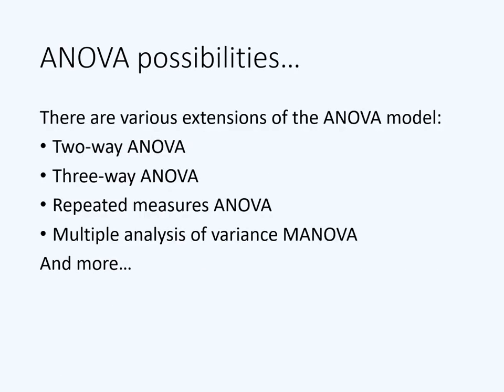We've now covered the basics of the one-way ANOVA, which is used to compare the means of three or more groups and has one independent variable. There are various extensions of the ANOVA model that can accommodate different study designs and research questions.